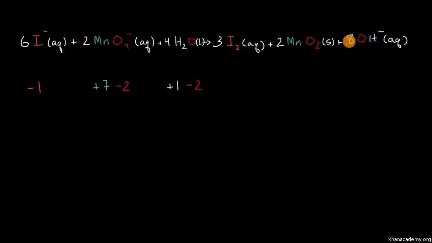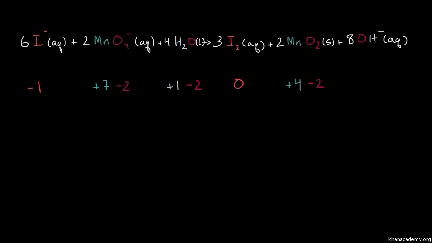Now let's look at the right hand side of this reaction. What's going on with these iodines here? Well, in this iodine molecule, they aren't gaining or losing electrons, so the oxidation number is 0. Then let's move on to the next compound. Each of these oxygens has an oxidation number of -2. And so what would be manganese's oxidation number? Well, the compound is neutral. 2 oxygens at -2 is going to be -4. So in order to be neutral, the manganese must be at +4, an oxidation number of +4.